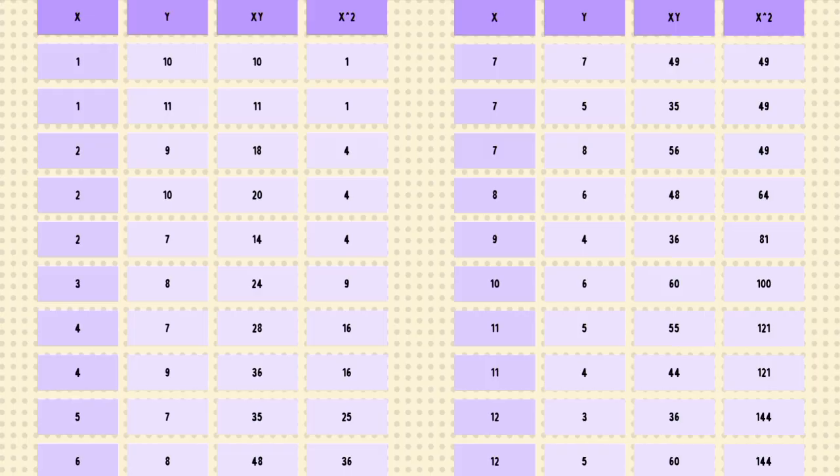So, the first thing we're going to do is make a table with 4 columns. The first column is x, second is y, third is xy, and the fourth is x squared. In the column x, we're going to insert the independent variable, which is the grade level. In the column y, we're going to insert the dependent variable, which is the average amount of sleep. In the third column, we are going to multiply x and y. In the fourth column, we're going to square x.